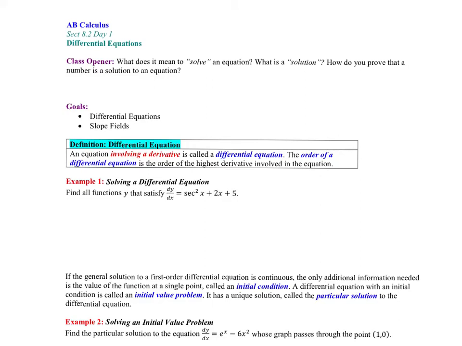Hello everyone, this is AB Calculus section 8.2, day number 1 on differential equations. So as a class opener, what we'd like you to think about is what does it mean to solve an equation and what is a solution to an equation? So how do you prove that a number is a solution to an equation?